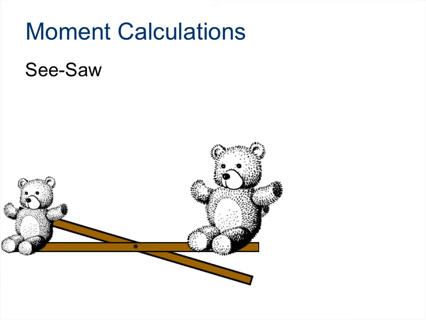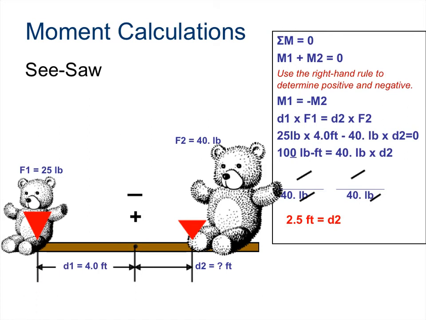Here you can see we have a seesaw with two bears sitting on opposing sides. You can see that the bear on the left is smaller and weighs 25 pounds with a perpendicular distance to the fulcrum of 4 feet. The bigger bear on the right weighs 40 pounds and has a perpendicular distance that's unknown.